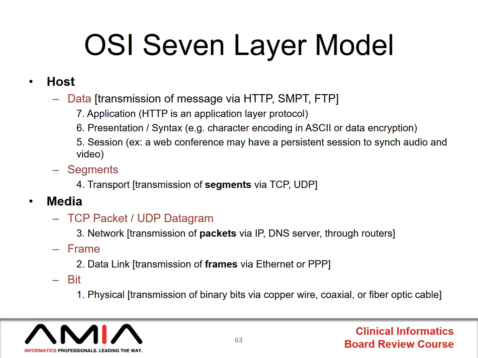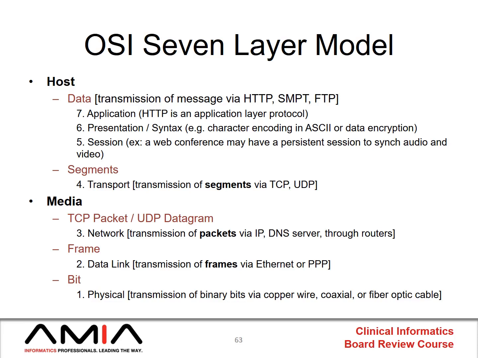Let's talk about the OSI 7-layer model. This is an important concept, and it's also eminently testable. The OSI 7-layer model suggests that the entire internet stack can be divided into 7 different layers, starting with the host layer and going down to the media layer. Within the host portion of the 7-layer model, there's data and segments, and they start from the top down. They go 7, 6, 5, 4, and then in the media portion of the OSI 7-layer model, there's the actual TCP packets and UDP datagrams, frames, and bits.